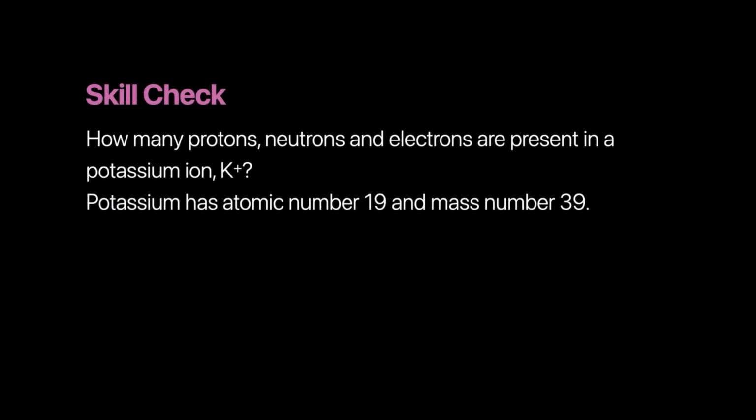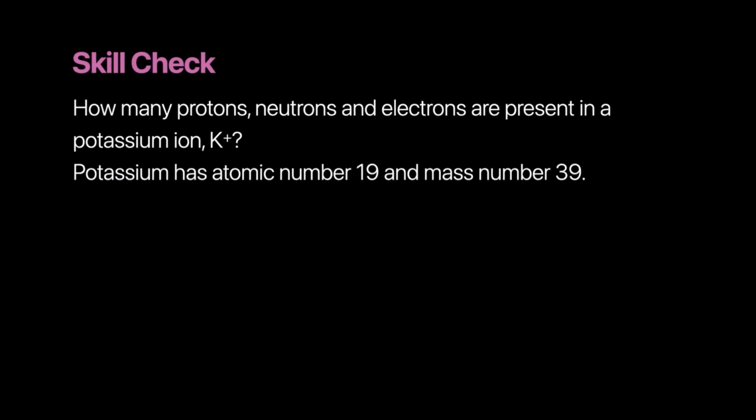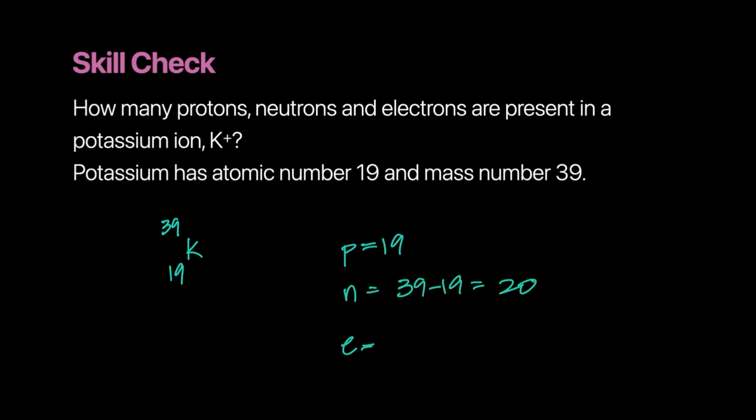So let's take a look at another one. Here it says, how many protons, neutrons and electrons are present in potassium K+, atomic number 19, mass number 39. So the plus sign means it has lost electrons. So simply speaking, the protons are 19 and the neutrons are mass number minus number of protons, which is 20. And electrons, it has a plus charge, so it has lost 1 electron.